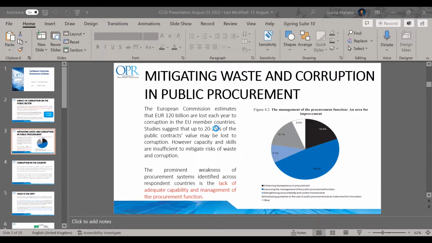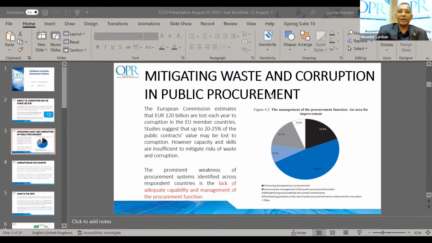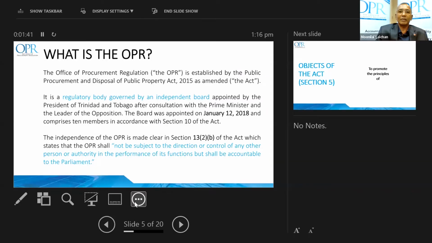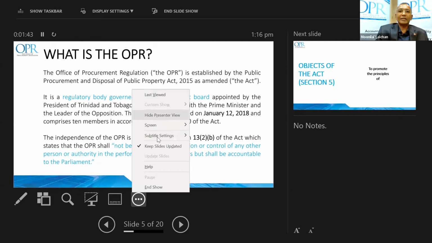So who is the OPR? The Office of Procurement Regulation is established by the Public Procurement and Disposal of Public Property Act 2015 as amended. We are a regulatory body with an independent board appointed by the President of the country after consultation with the Prime Minister and Leader of the Opposition. We are an independent organization, and that was made clear in Section 13(2)(b) of the Act, which says that we shall not be subject to the direction or control of any other person or authority in the performance of the function, but shall be accountable to the Parliament. So that's the OPR.